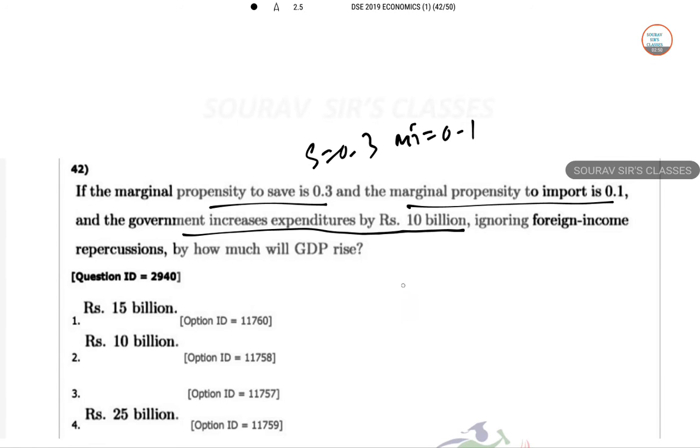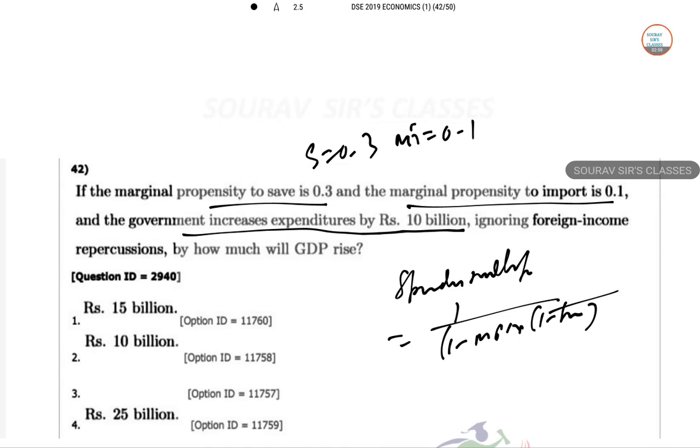Okay, so we know that the spending multiplier is 1 by 1 minus MPC into 1 minus this rate structure. So we just put these values into this pattern, so this will give you 25. So the answer to this is 25 billion.